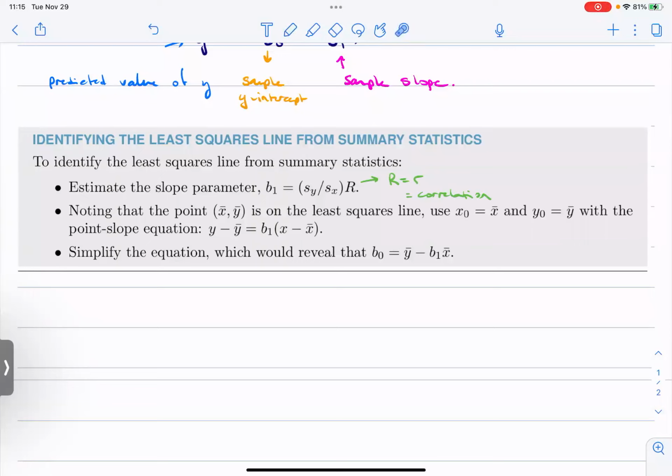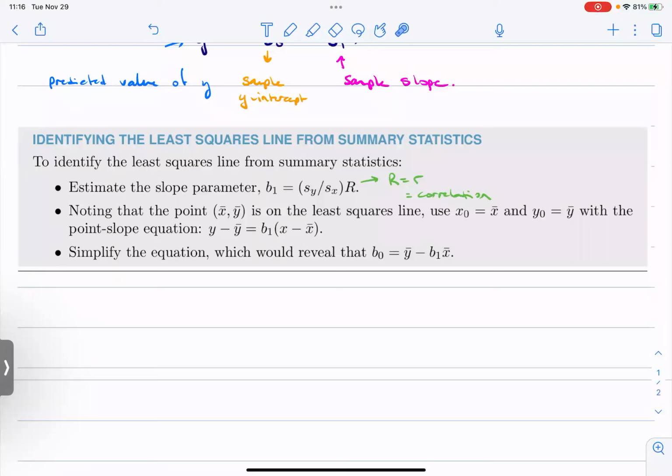Notice the standard deviations are both measures of spread. They have to be positive. You can't have a negative spread. So those values are both positive, so that fraction is positive. The only way that we can get a negative slope, which makes sense if I have a negative relationship, is from the correlation. And so that's why you need that correlation. Correlation, we said last day, is a numerical measure of the strength and the direction of a linear relationship.